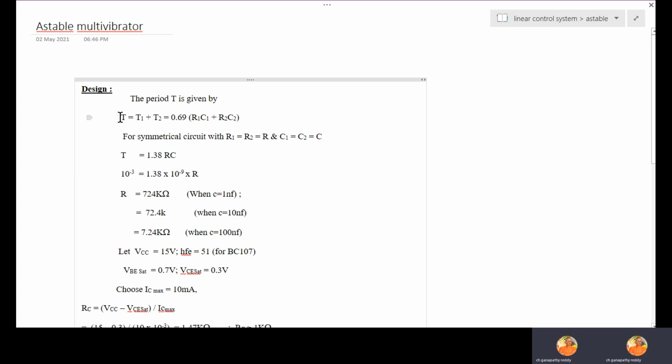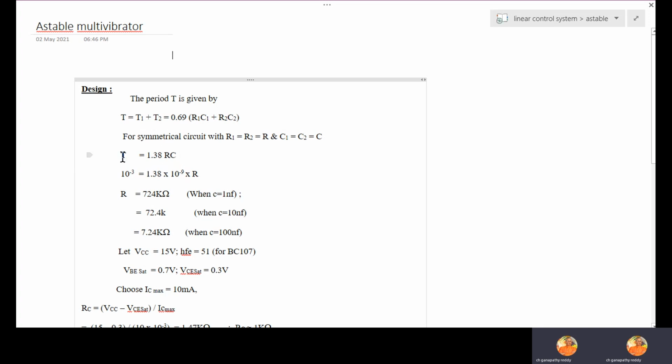So this is the basic formula. T is equal to T1 plus T2. T1 is on time, T2 is off time, or vice versa. 0.69 R1 C1 is on time. 0.69 R2 C2 is off time. To design a symmetrical square wave, on time and off time will be equal. That is possible only when we take all values equal. So R1 and R2 equal to R, C1 and C2 equal to C. It will become 1.38 RC.